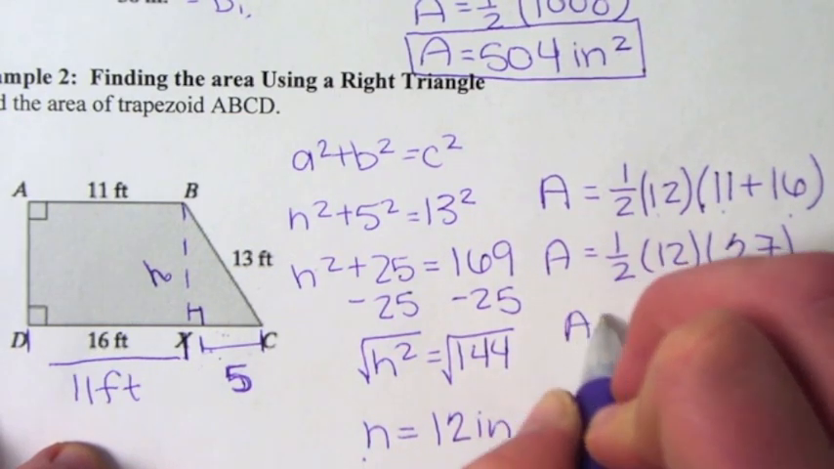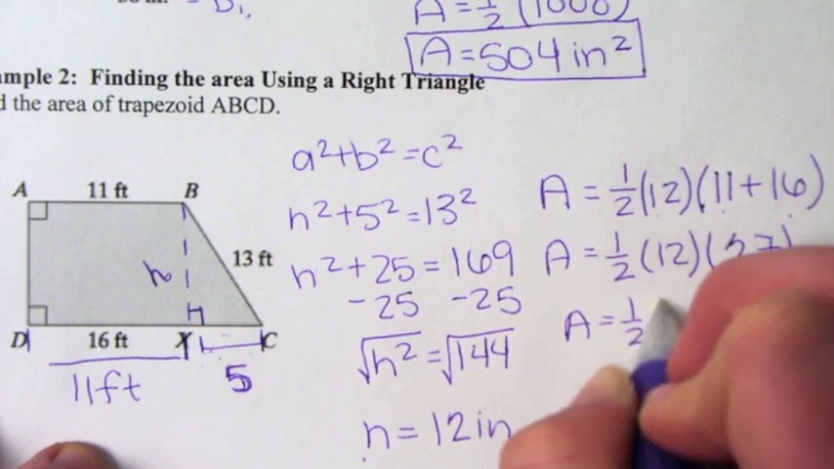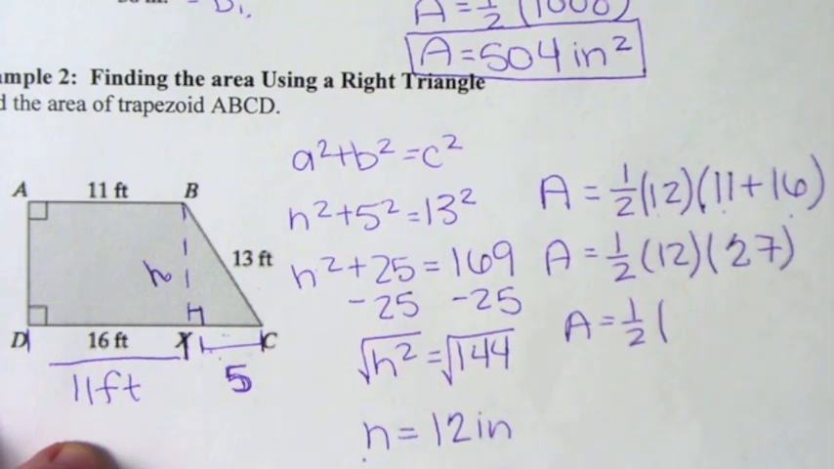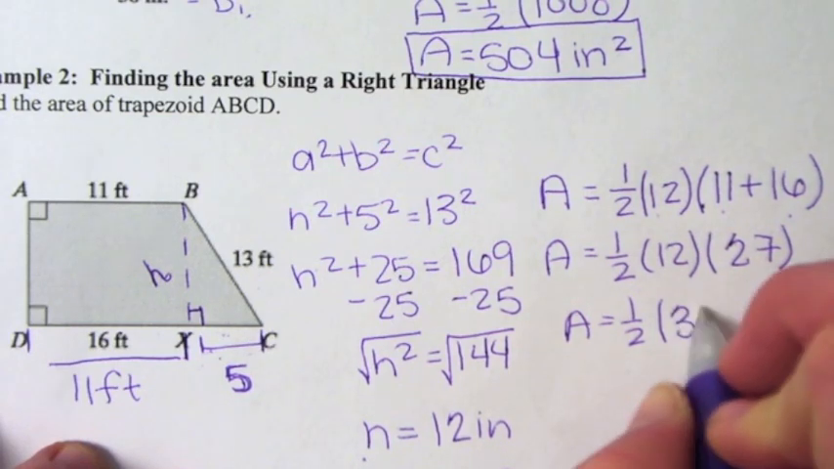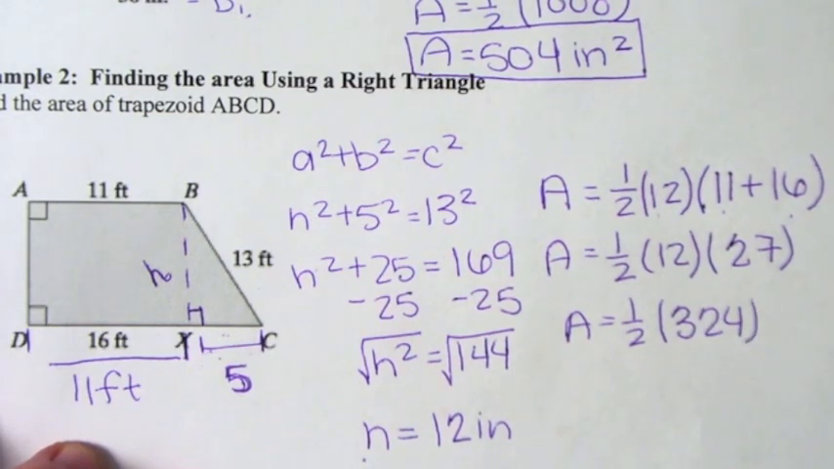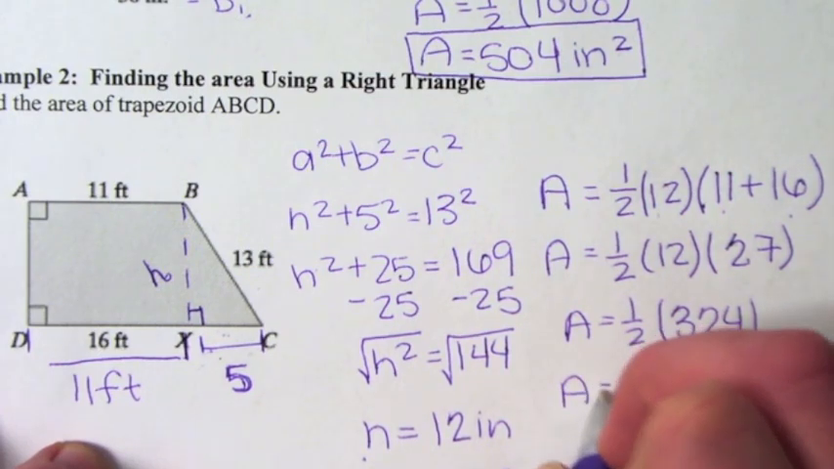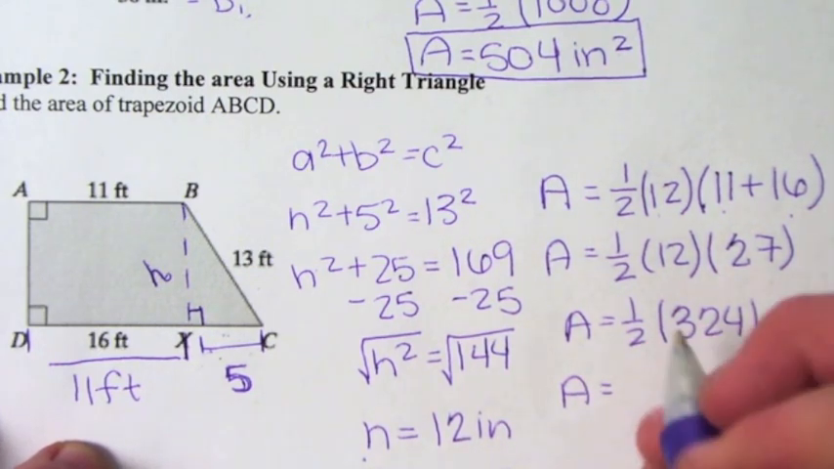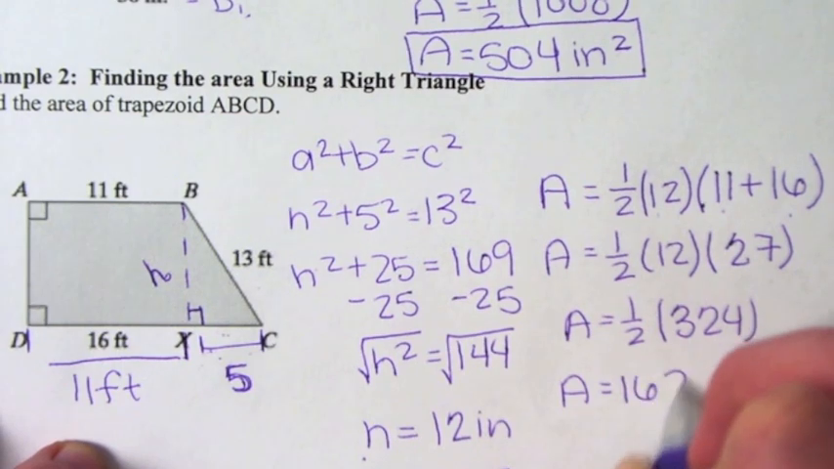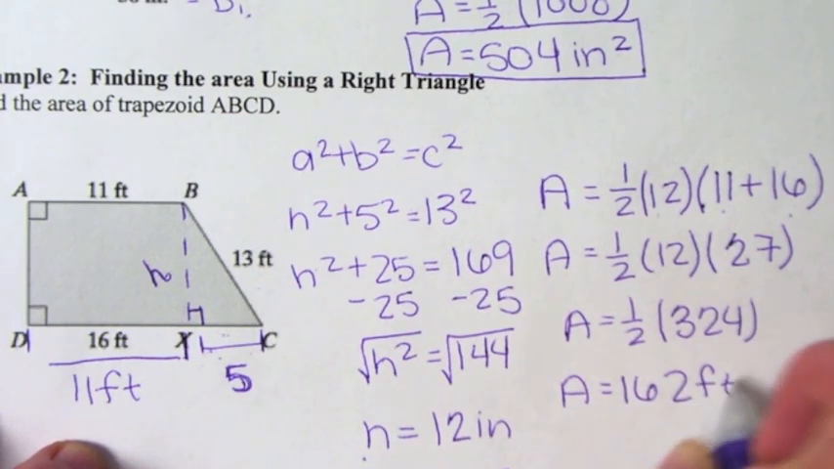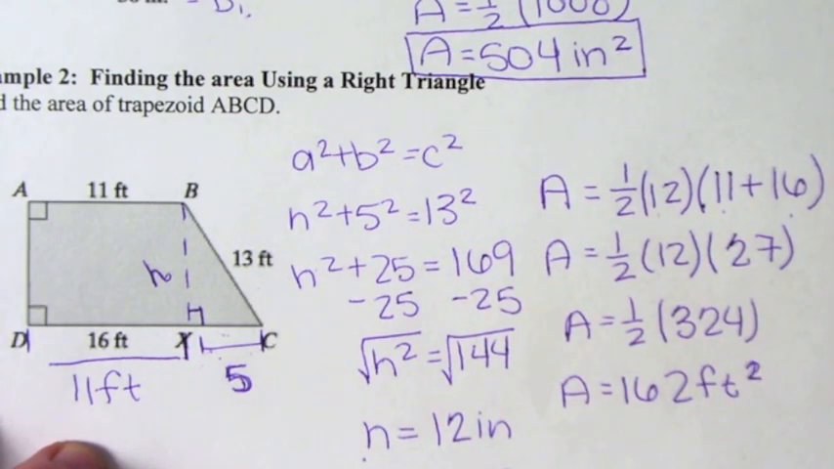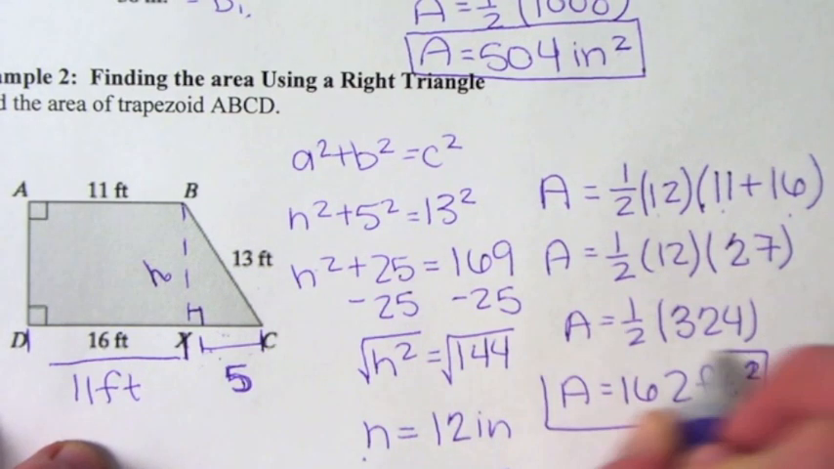Okay, so the area is going to be equal to 1/2 times 27 times 12 is 324. Okay, divide that by 2 or multiply by 1/2, and the area is going to be equal to 162 square feet. That is your final answer.